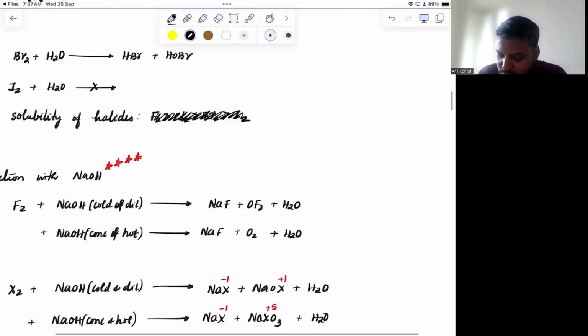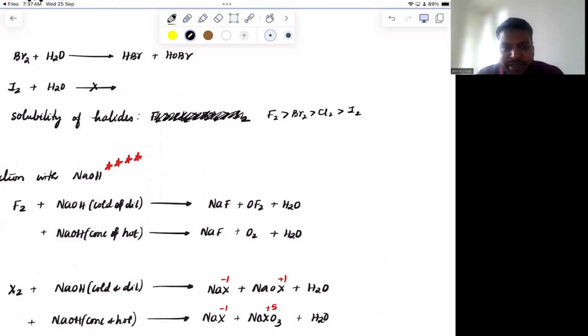Correct this. Solubility: F2 will be more soluble. Then comes Br2, then Cl2, then I2. Typically, solubility in water will be like this. See, bromine will undergo slow disproportionation.